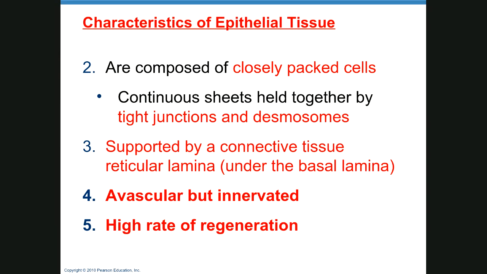So going on to characteristics of epithelial tissue. Epithelial tissue is made of close packed cells. There's no room for anything in between cells. They're held together by proteins called desmosomes. There are a few others like tight junctions that do the same work, but desmosomes are the most important ones. It is always supported by connective tissue.